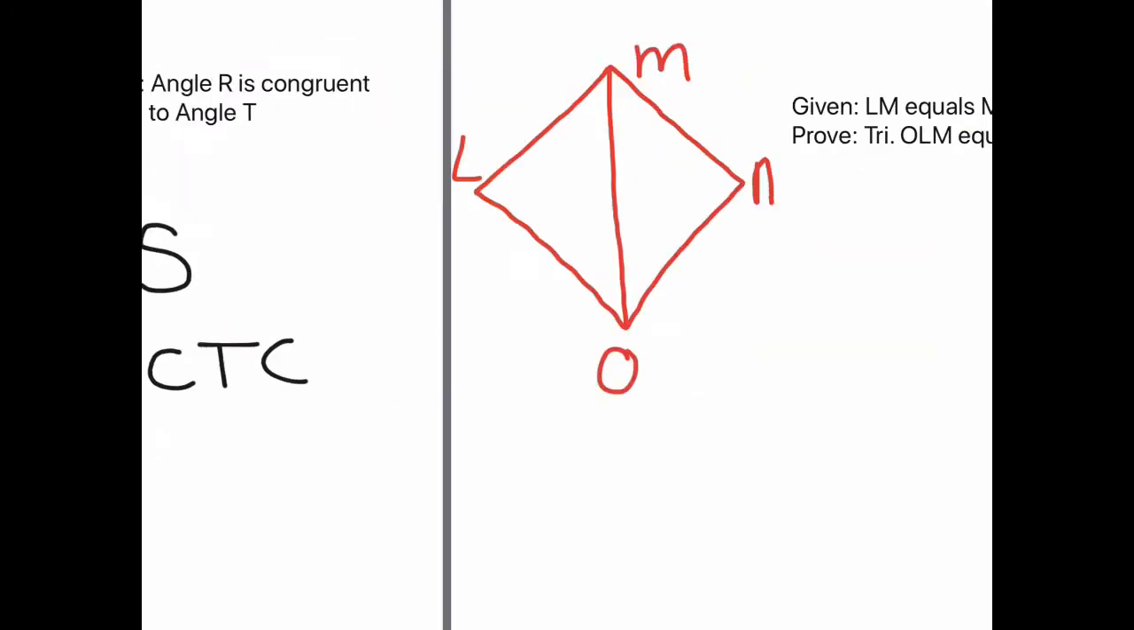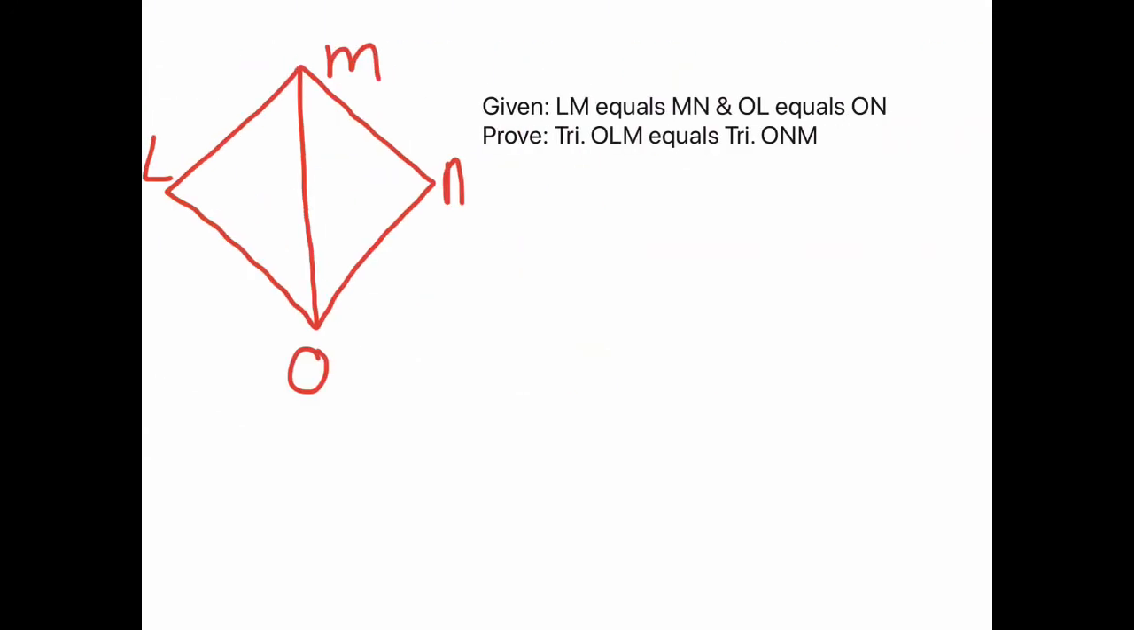And for our last one, they give us that LM is congruent to MN, so here and here. And they give us that OL is congruent to ON, here and here. And they want us to prove that the triangles are congruent. So they've given us two sides here, and the only other thing I see is that OM is congruent to itself because of the reflexive property. Then we can prove the triangles are congruent because we have all three sides of both the left and right triangle. So you can prove these are congruent by side, side, side.